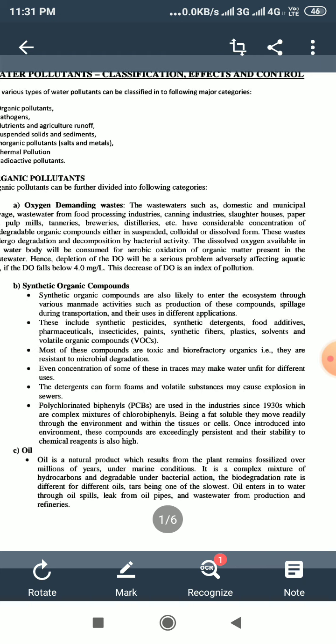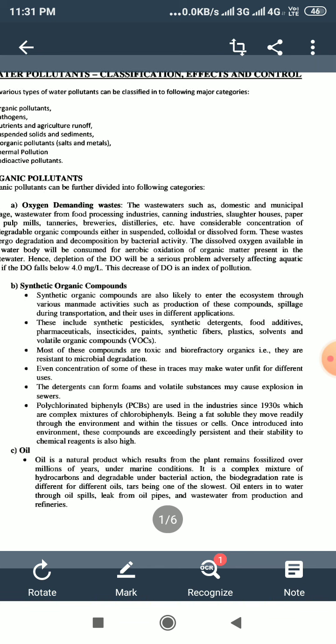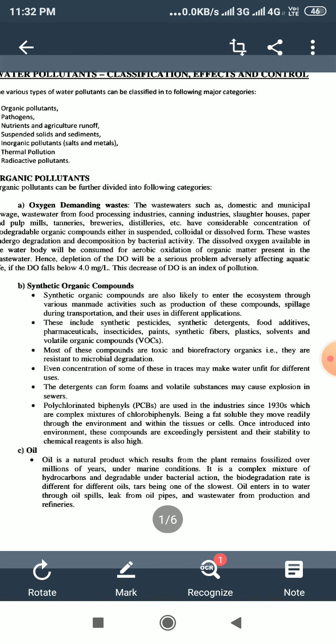Polychlorinated biphenyls have been used in industries since the 1930s, which are a complex mixture of chlorobiphenyls. Being fat soluble, they move readily through the environment and within the tissue or cells. Once introduced into the environment, these compounds are exceedingly persistent and their stability to chemical reagents is also high.